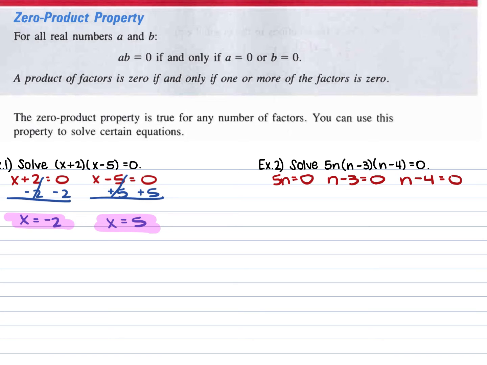For the 5n is equal to 0, we're going to divide each side by 5. 0 divided by anything is 0. For the n minus 3 is equal to 0, we're going to add the 3 to both sides, and we get that n is equal to 3. For the n minus 4 is equal to 0, we're going to add the 4 to both sides, and we get that n is equal to 4 as well. For this one, we have 3 solutions, 0, 3, and 4.